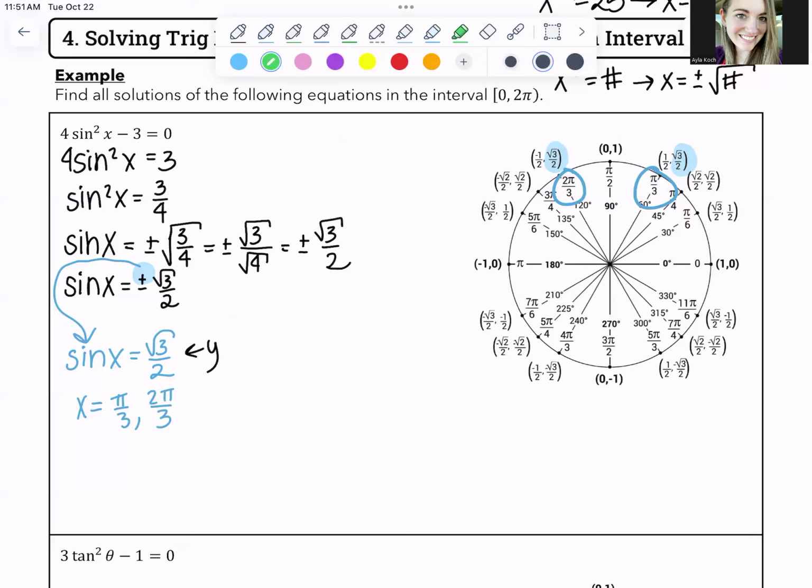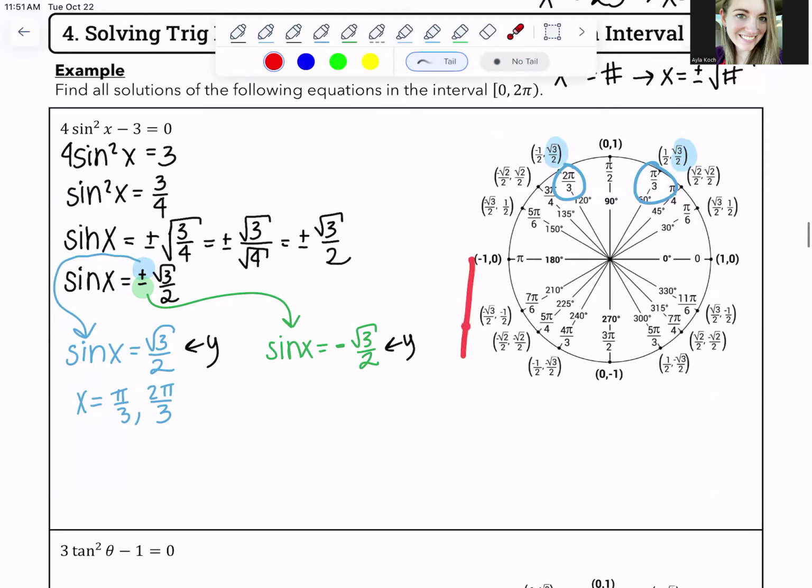And then the second equation is with this negative sign. So you would have sine x equal to not positive square root of 3, but negative square root 3 over 2. Again, sine is a y value, so we're looking for the negative square root 3 over 2 being the y value. Negative y values on the bottom part of the circle. And negative square root 3 over 2, that's going to be here and here. So 4 pi over 3 and 5 pi over 3.